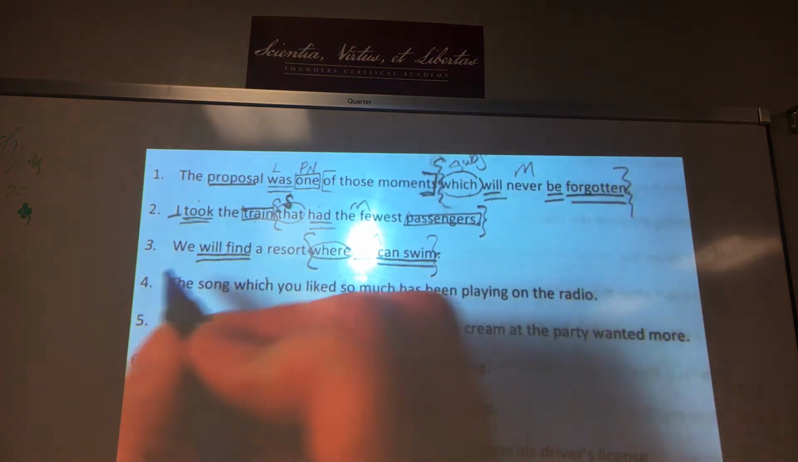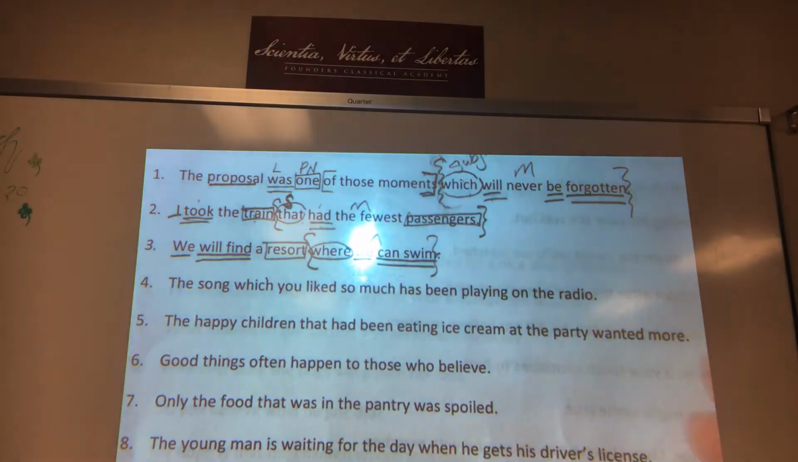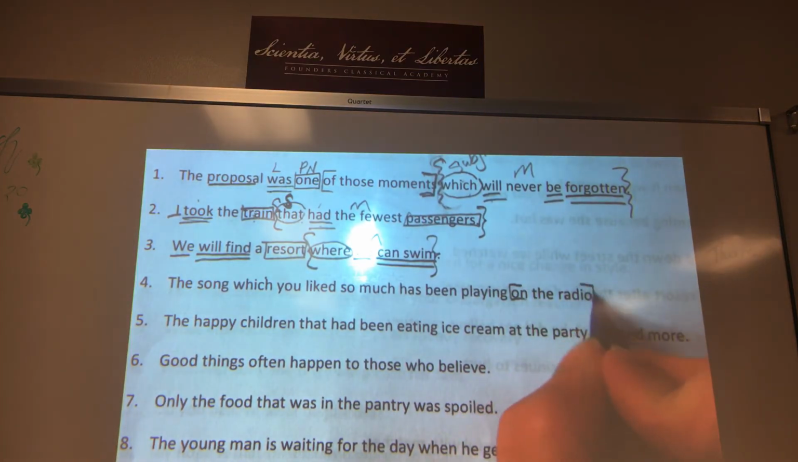Okay, so then I find subject verb here. We will find what? A resort. What is being described with where we can swim? The resort is being described. Number 4, the song which you like so much has been playing on the radio. Prepositional phrases. On the radio.